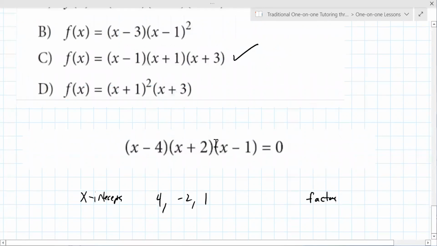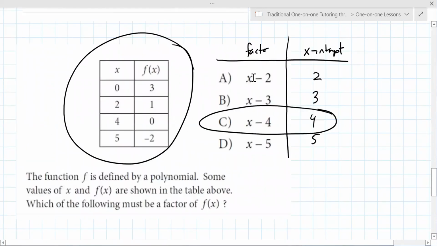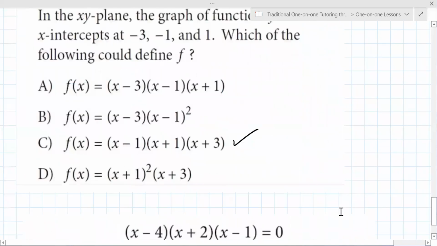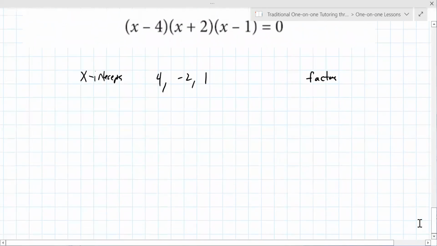Okay. Now, x-intercepts also means, we've also talked about this idea of factors, which they're related, right? If you go back to this one with the table, the factor is x minus 2, but the x-intercept is 2. The x-intercept is another word for solution. Okay, so you cannot interchange all the words, but x-intercept means solution.